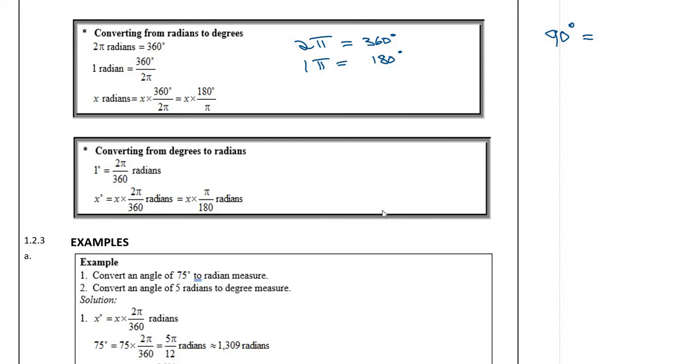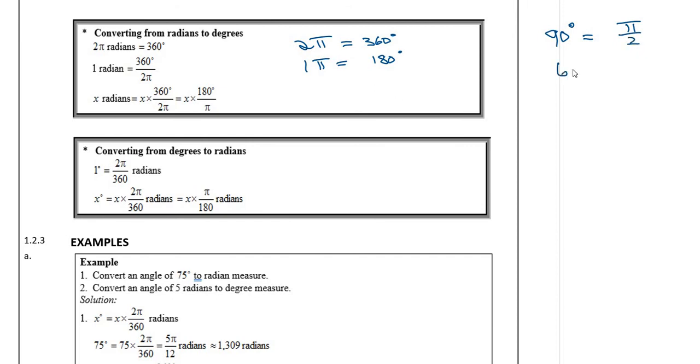Anybody? 90 degrees will be? It'll be pi over 2. Okay, well done, because it must be a half of 180. So it will be pi over 2, because it must be a half of 180.